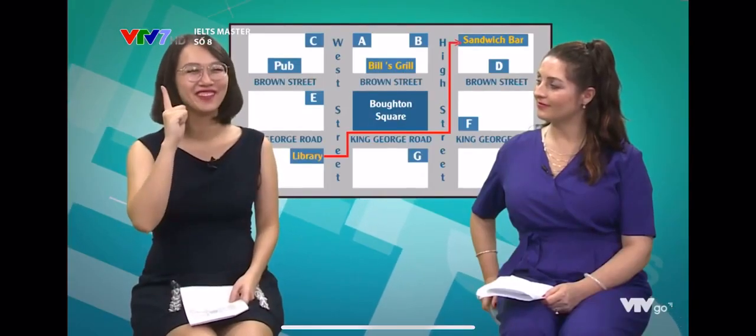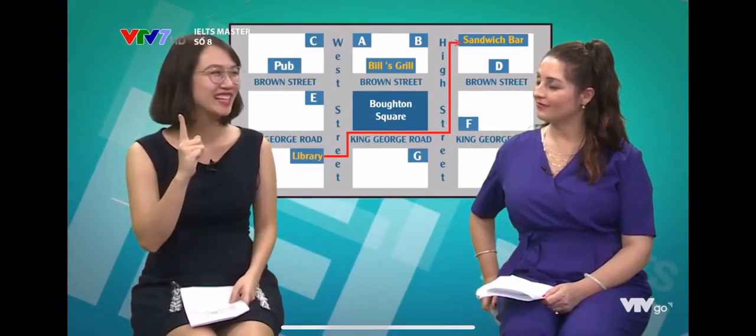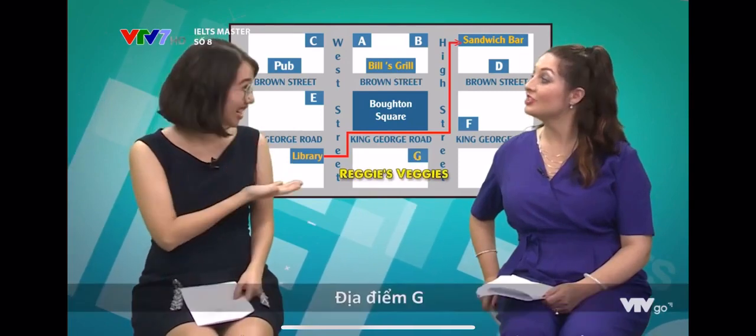Các bạn khán giả của IELTS Master ơi, các bạn đã nghe kỹ được chưa nhỉ? Vậy thì chỉ có một địa điểm duy nhất có thể phù hợp với miêu tả này thôi, đó chính là letter G.